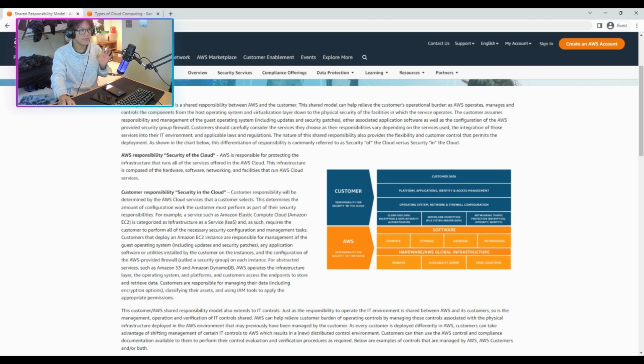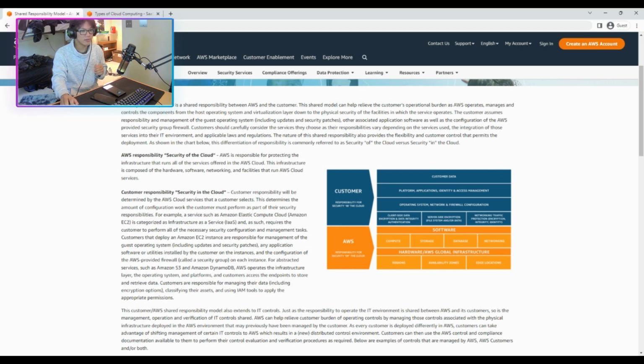So they basically have to manage things such as the storage, the compute, the database, the networking, and essentially those are things that you would have to buy with capital expenses. They also have things such as regions, availability zones, and edge locations. These are all things that they provide.